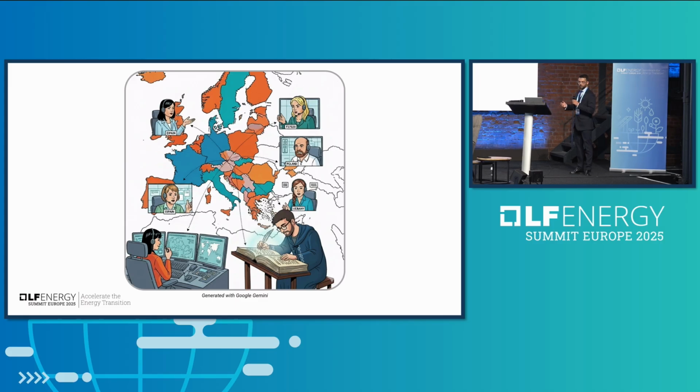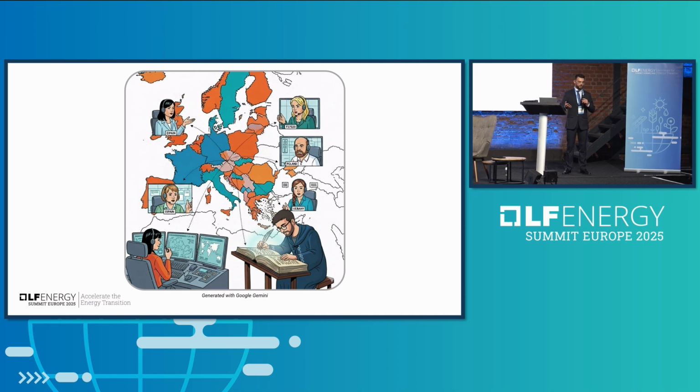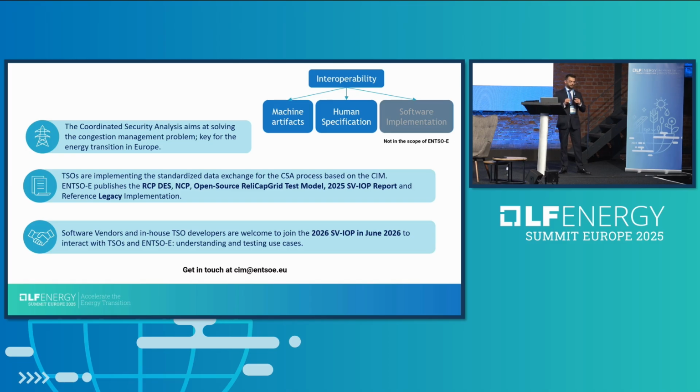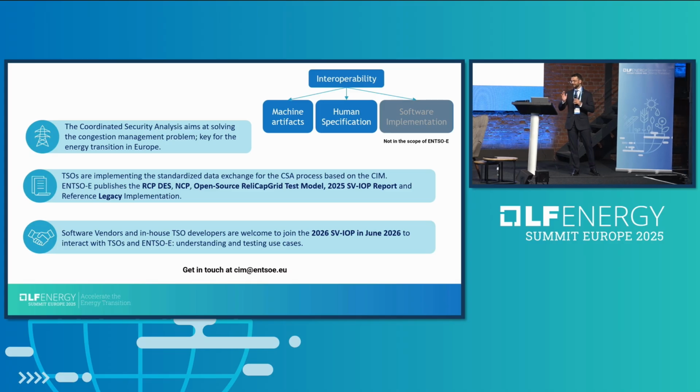At ENTSO-E, we try to develop standards and specifications to ensure that the IT systems that we build in the middle understand each other's data. So, believe it or not, we try to make the life of developers easier. Simplifying it too much, there are 3 levels of interoperability. One is the machine artifacts, the human specifications, but ENTSO-E does not enter into software development.